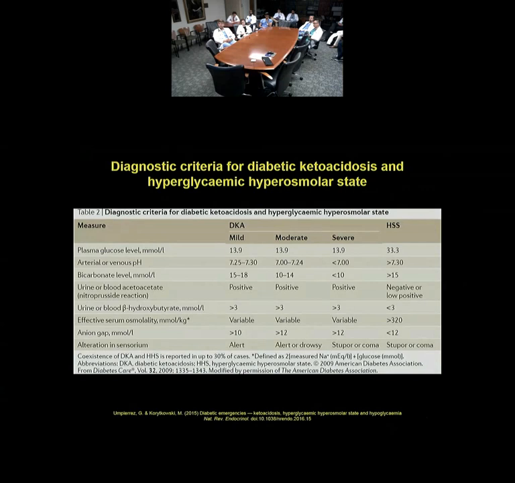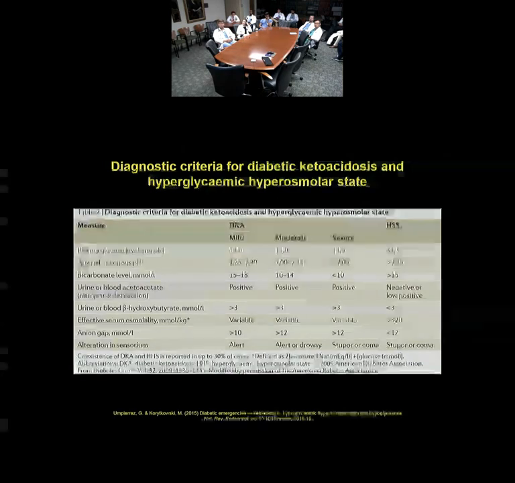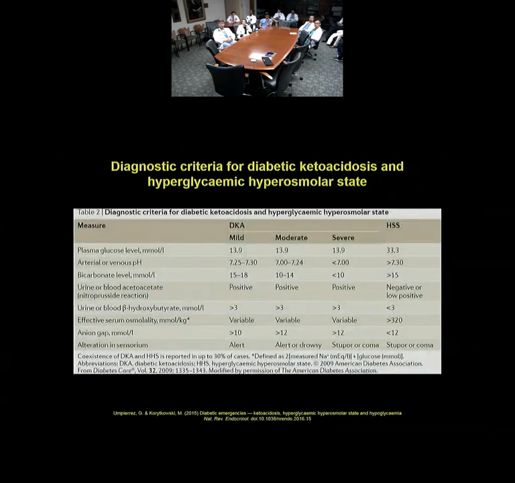So the diagnostic criteria for diabetic ketoacidosis and HHS, you'll see here. I don't want you to remember mild, moderate, and severe. I mean, this is probably a little bit too much. But usually the plasma glucose level in patients with DKA is lower. In HHS it is higher. We say above 250 in DKA and about 600 milligrams per deciliter in HHS.